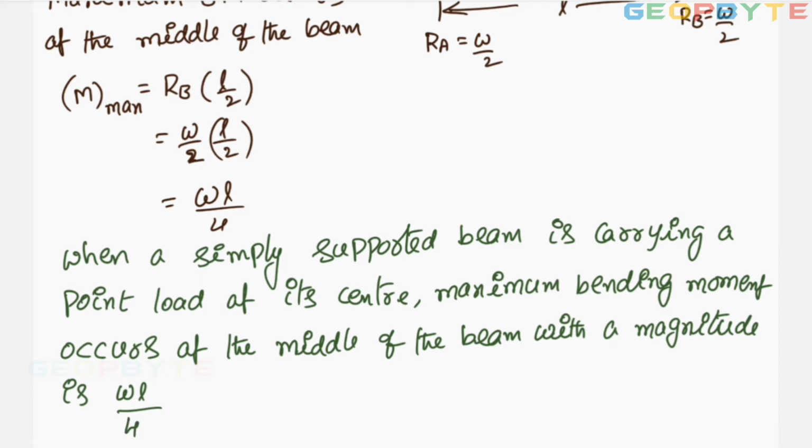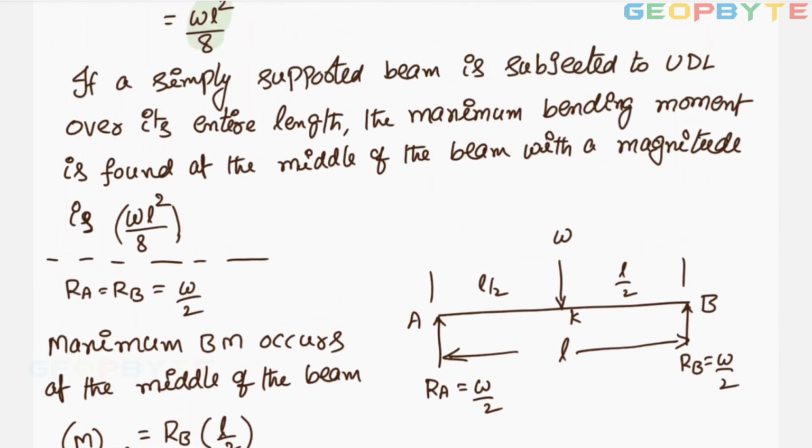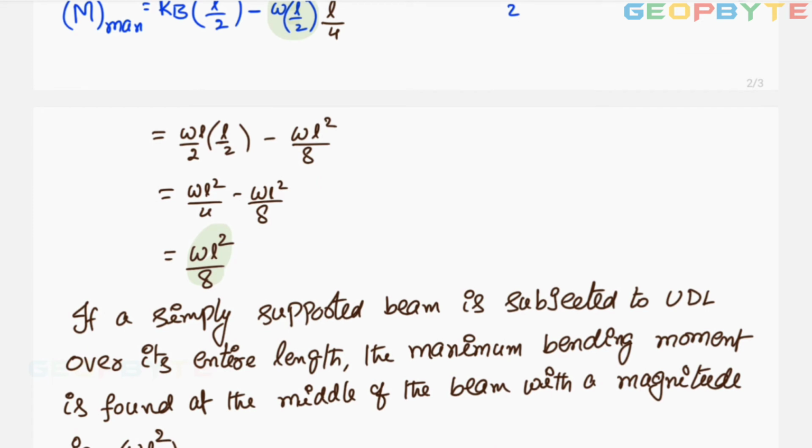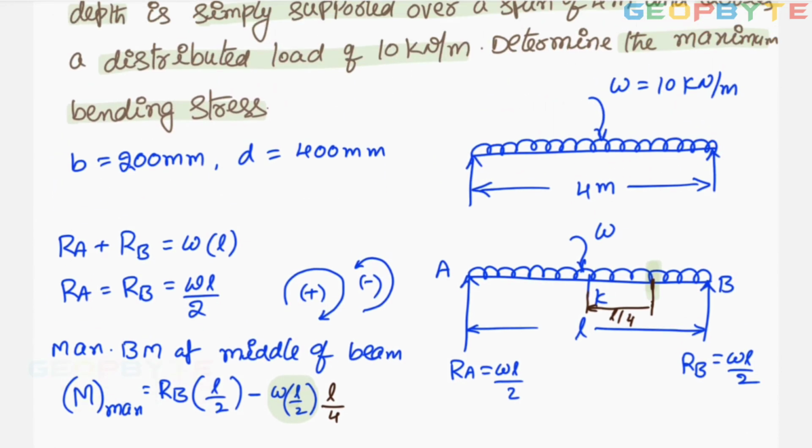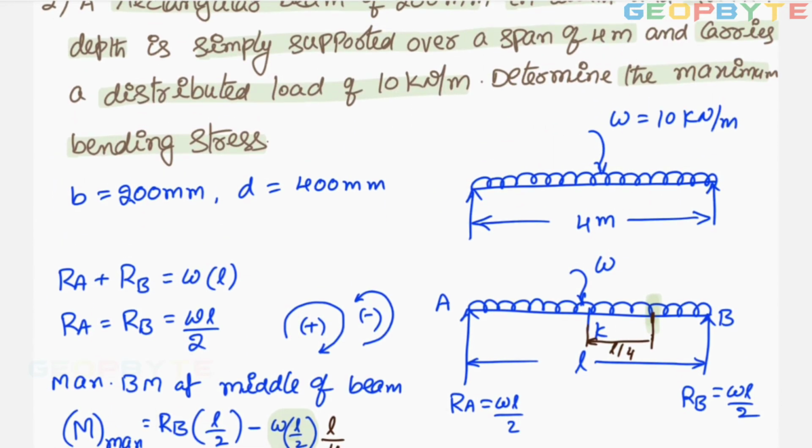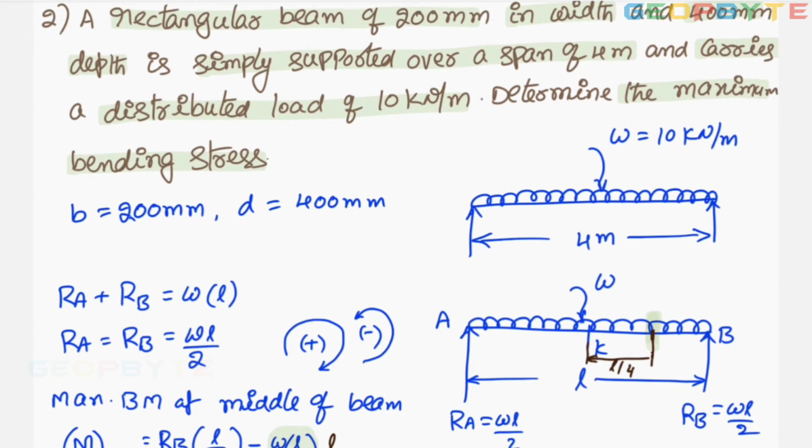But you have to read the problem to know whether the simply supported beam is subjected to UDL or point load, either over its entire length or at the middle of the beam. Now come back to our problem. So maximum bending moment is WL square by 8. Now what is the W? W is given, W equal to 10 kilonewton per meter. And the length is given as 4 meters.